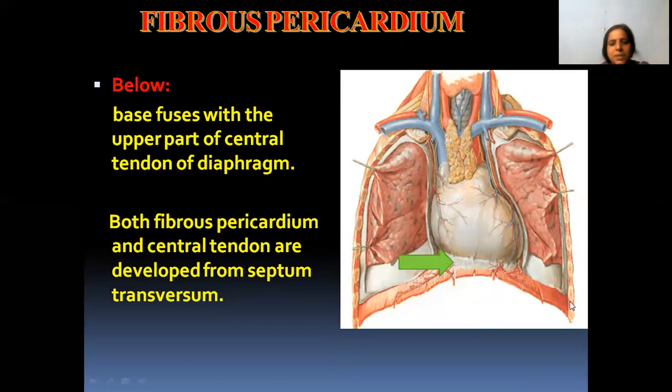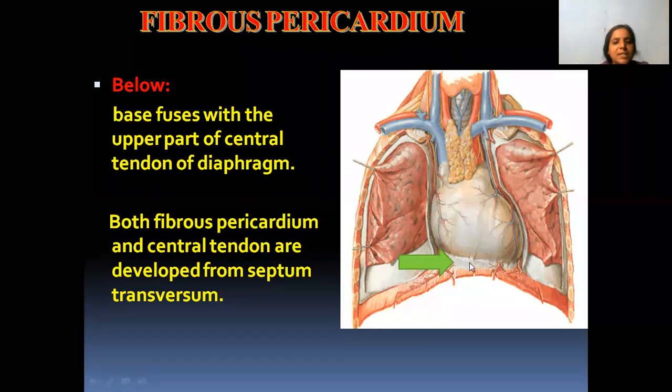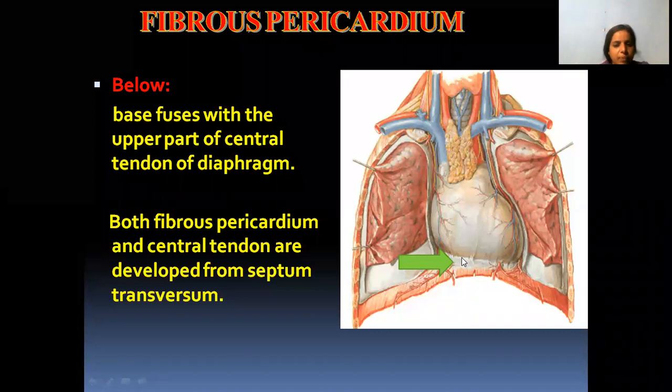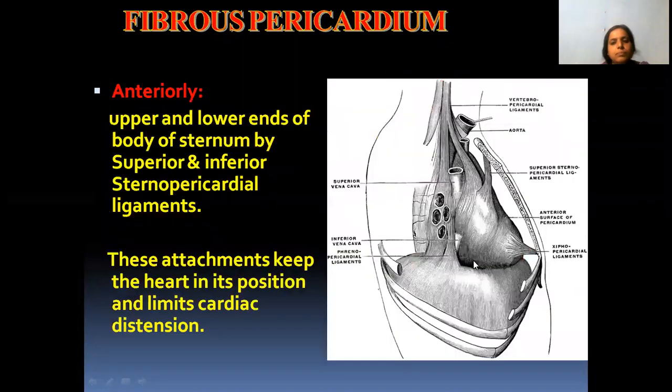Okay, then below, which muscle is this? Diaphragm. Below, it is fusing with the central tendon. You remember the central tendon? The place where all muscle fibers are getting inserted. You call it the central tendon of the diaphragm. Okay. So, fibrous pericardium.